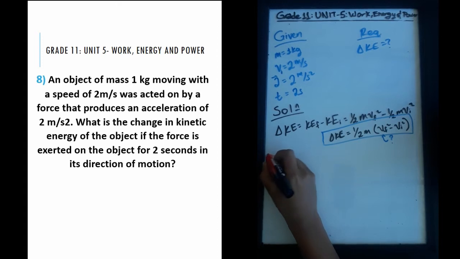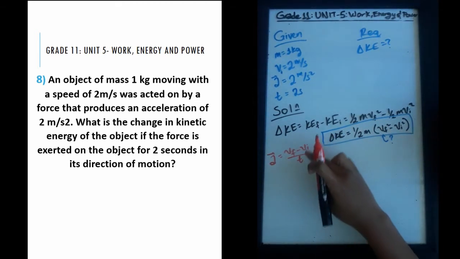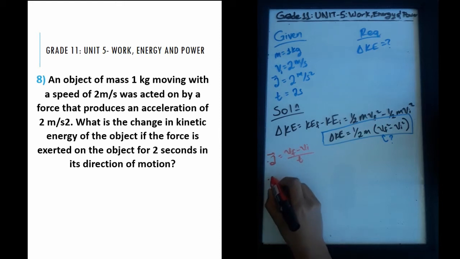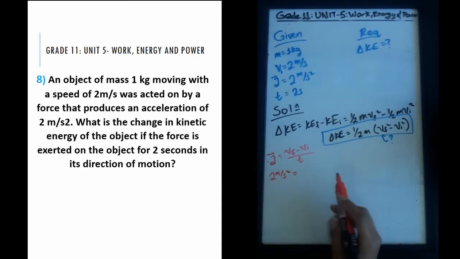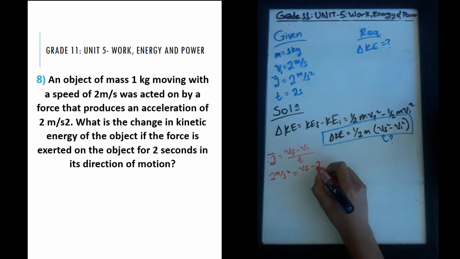Well, the formula for acceleration is in fact v final minus v initial over time. So we can straight away see that we have everything we need to find v final. So let's just plug in numbers. The acceleration would be 2 meters per second squared, equal to the final velocity, which we're looking for and we don't know, subtracted by the initial velocity, which we do know to be 2 meters per second, divided by the time, which is the value we haven't used yet, a value of 2 seconds.